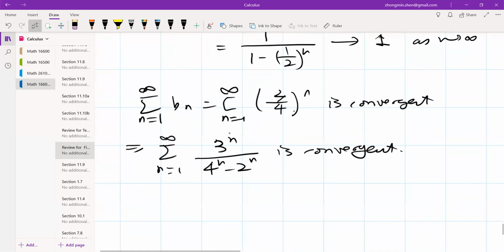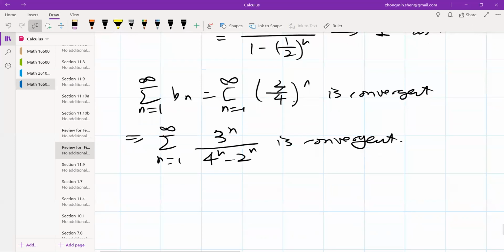So here we use a limit comparison test. Sometimes you can directly use the comparison test, if it's not minus, here it's plus 2 to the n. Then you use a comparison test. That's much quicker to solve the problem.